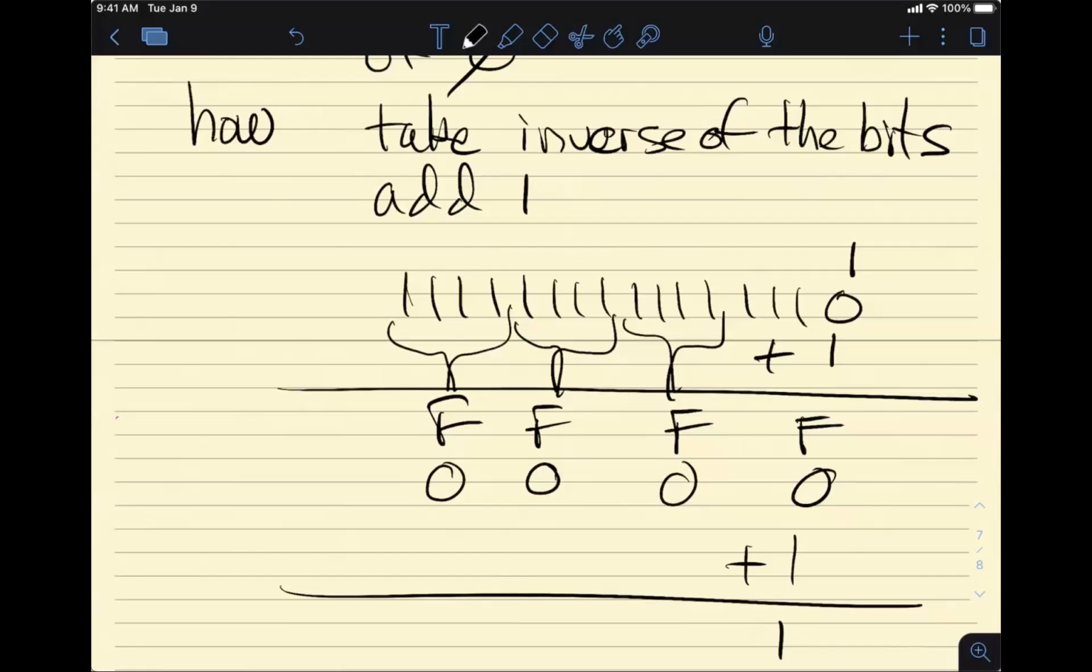I think my biggest question though is, all right, so you have the 4 Fs. How does the computer know to interpret that as -1 instead of the super large number? The computer doesn't know, but the compiler does. Okay. So the compiler emits the appropriate instructions for signed versus unsigned.